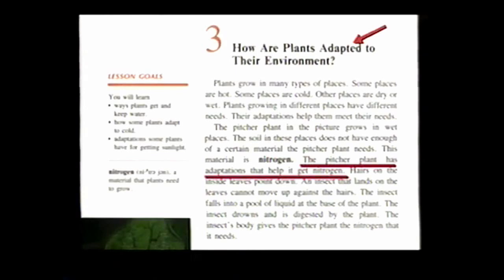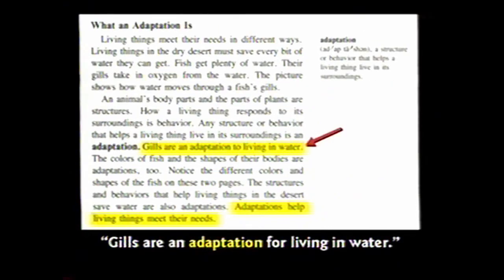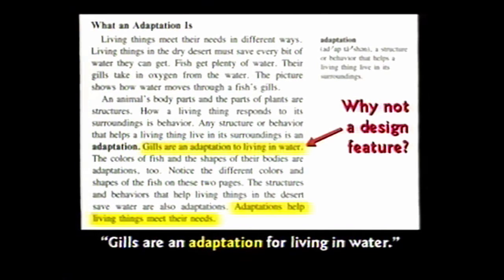But the textbooks don't use that word design very often, if at all. They almost always use the word adapted. Like this one says, the pitcher plant has adaptations to help it get nitrogen. Well, wait a minute. Why don't they say it was designed? This one says gills are an adaptation to living in water. Well, the reason they don't say it's a design feature is because then some kid might say, well, who's the designer? Because design demands a designer. That's just obvious to anybody with half a brain.